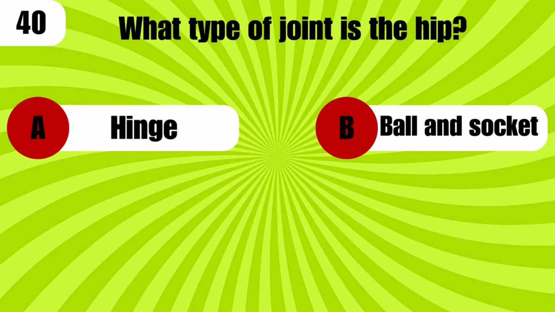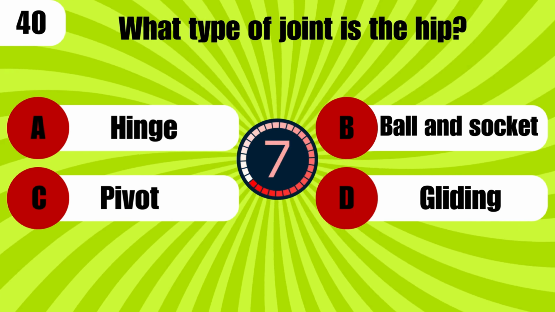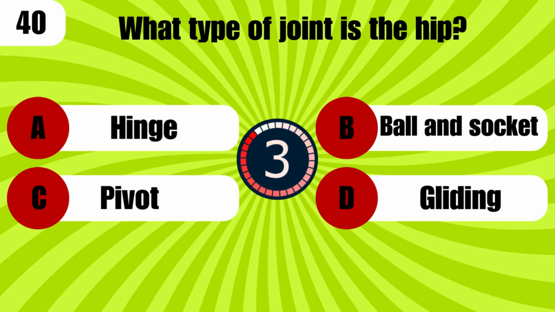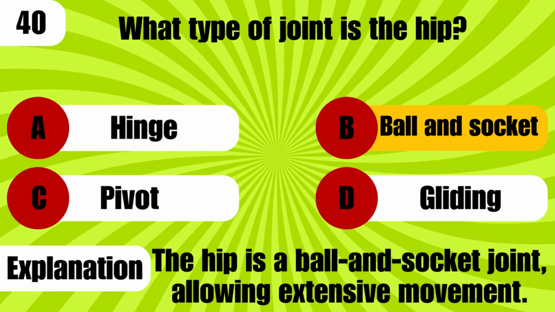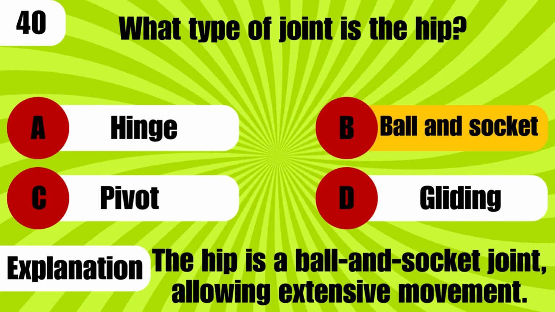What type of joint is the hip? Option A hinge, option B ball and socket, option C pivot, option D gliding. The right answer is ball and socket. The hip is a ball and socket joint allowing extensive movement.